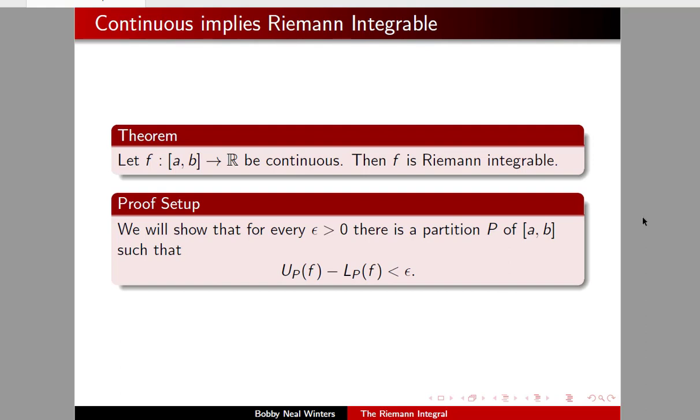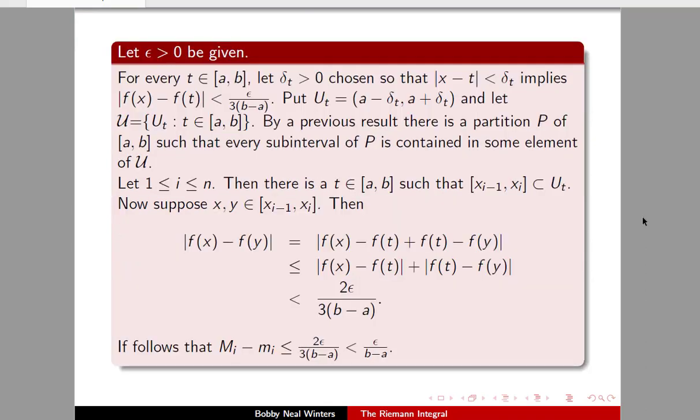All right. Let f from the closed interval [a, b] into R be continuous. Then f is Riemann integrable. We will show that for every epsilon greater than 0, there is a partition P of the closed interval [a, b] such that U_P of f minus L_P of f is less than epsilon. So start off, let epsilon greater than 0 be given.